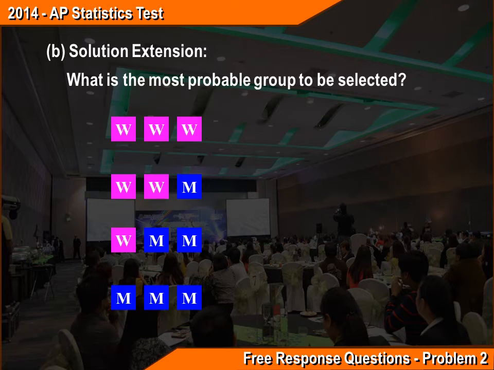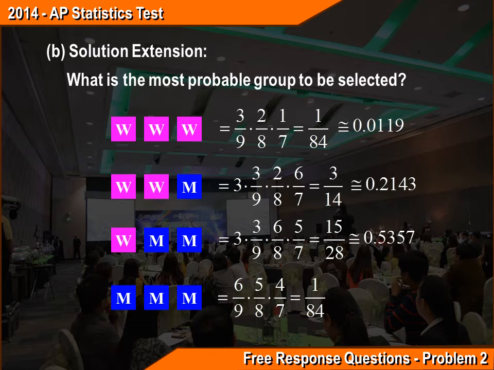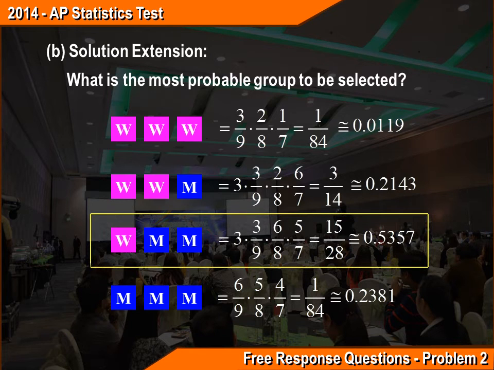Computing the corresponding probabilities for each one of these combinations, we know that for 3 women the probability is 0.0119. For the group of 2 women and 1 man it is 0.2143. For the group of 1 woman and 2 men it is 0.5357, and for the group of 3 men it is 0.2381. According to these numbers, the most likely combination to be randomly selected to attend this convention is the group of 1 woman and 2 men.